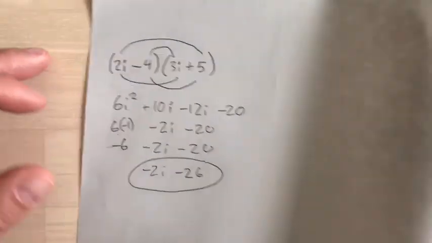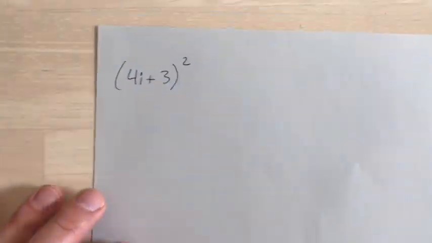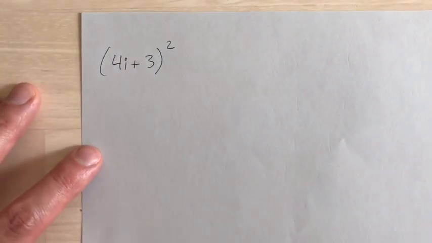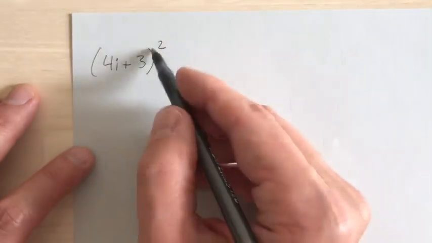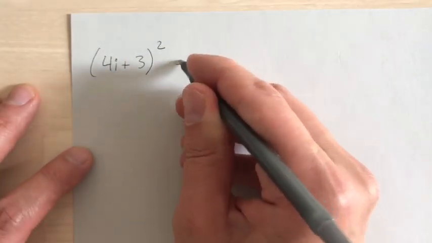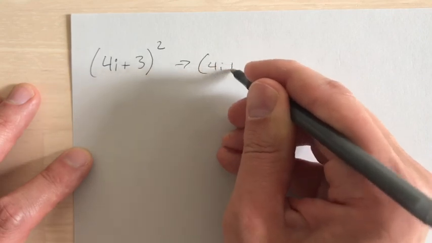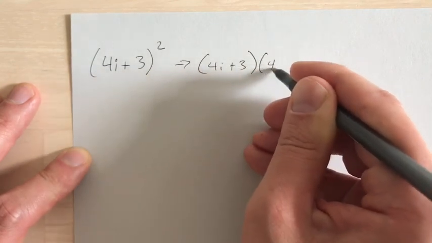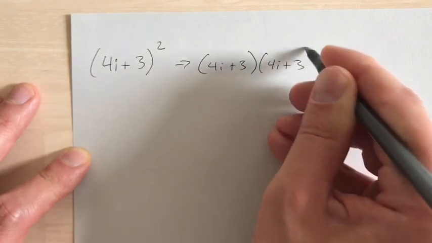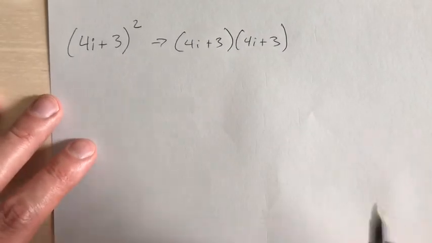Let's try one more. (4i plus 3) squared. So if I'm going to square this, remember you're not distributing the square. What you're going to do is write two of these, and we're going to FOIL it. So let's go ahead and do that.